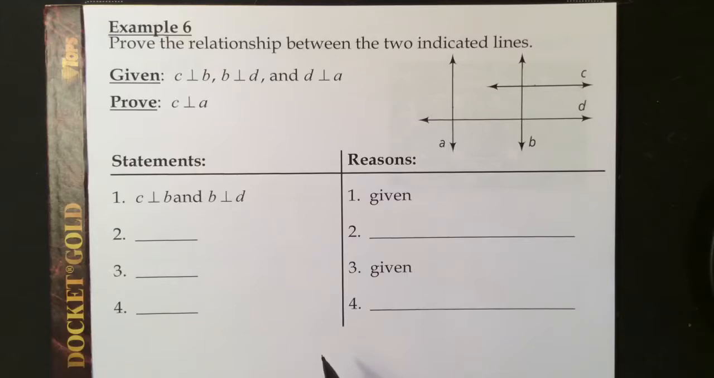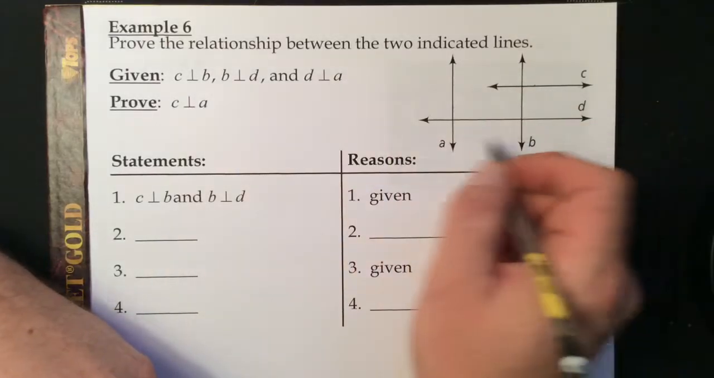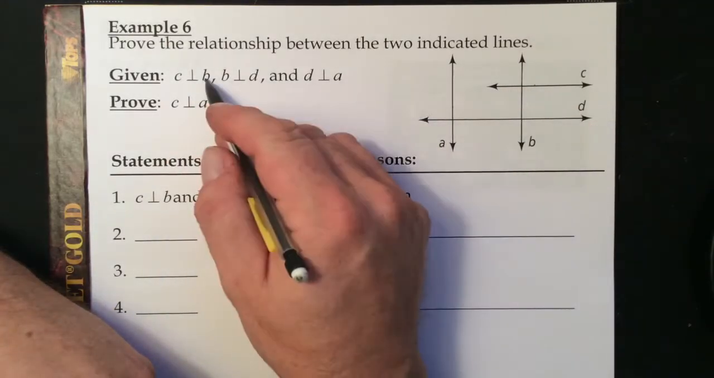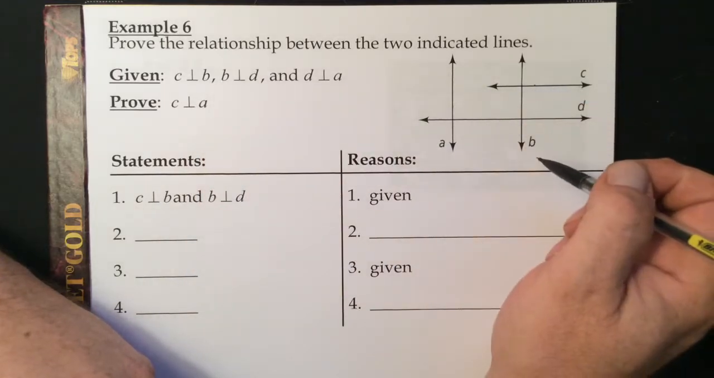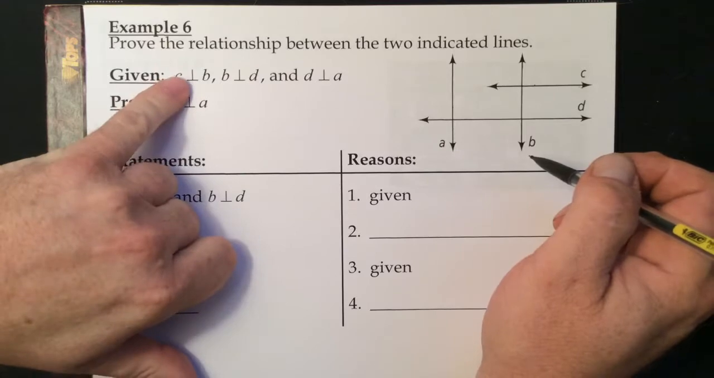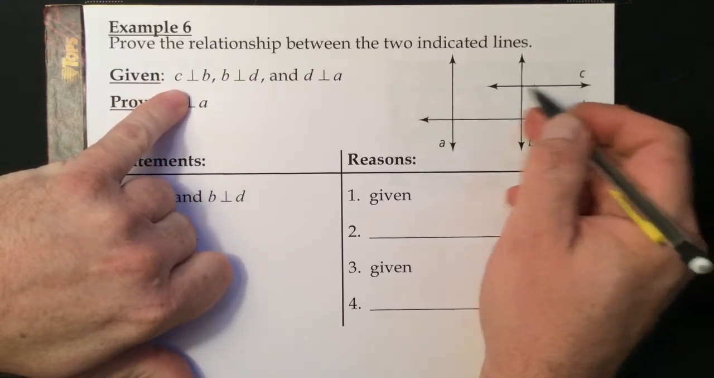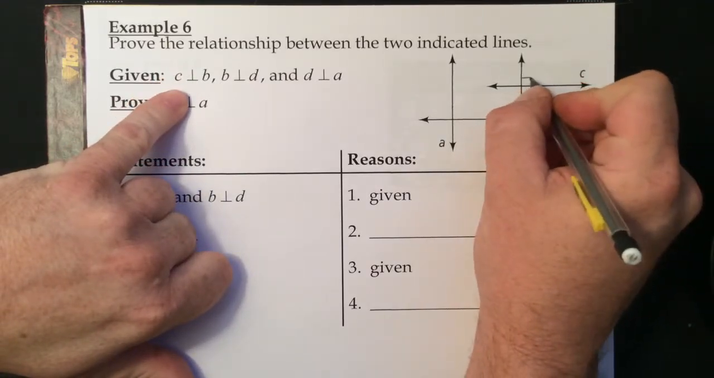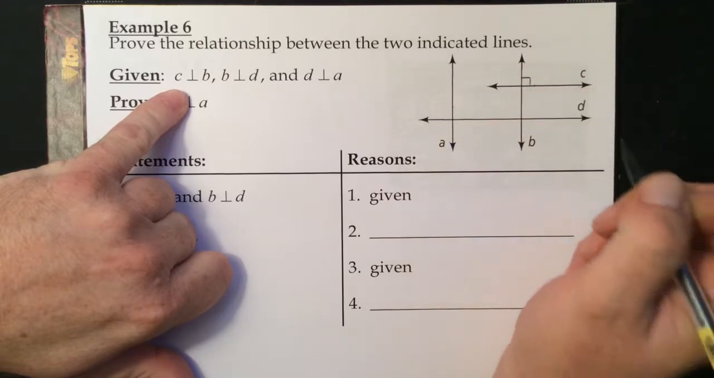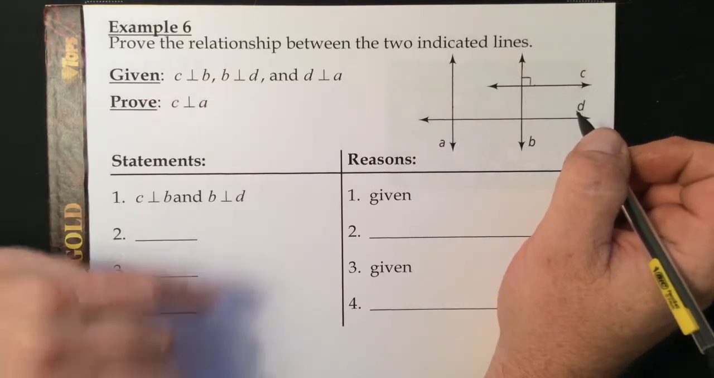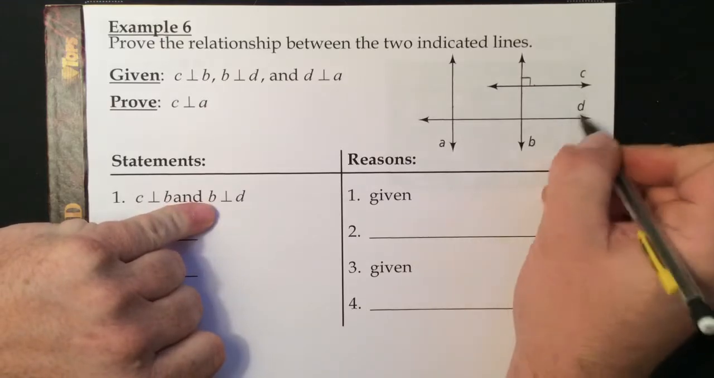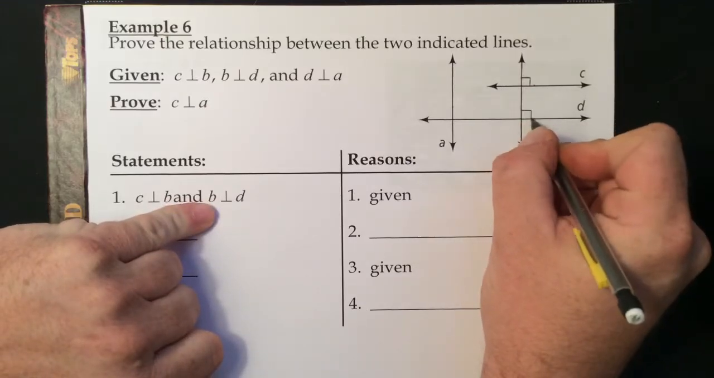Okay. Keep track as we go. I'm going to show you, with each geometric statement, we mark our drawing. Alright, given C is perpendicular to B, locate C, locate B. They're perpendicular, so let's write a right angle symbol there. B and D are perpendicular, so right angle symbol there.